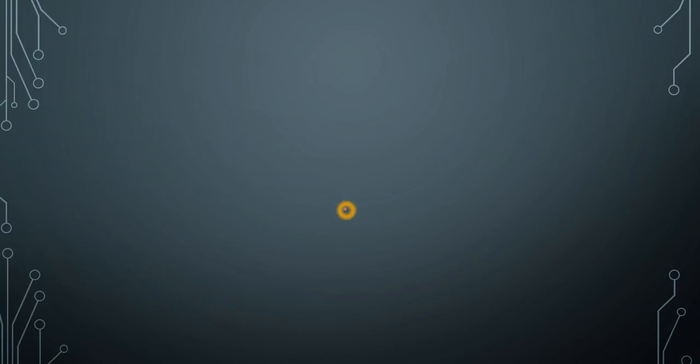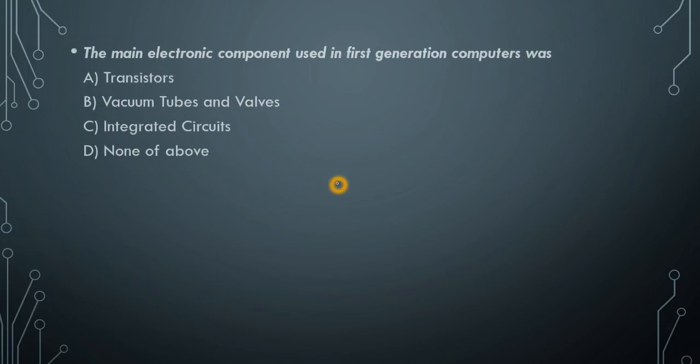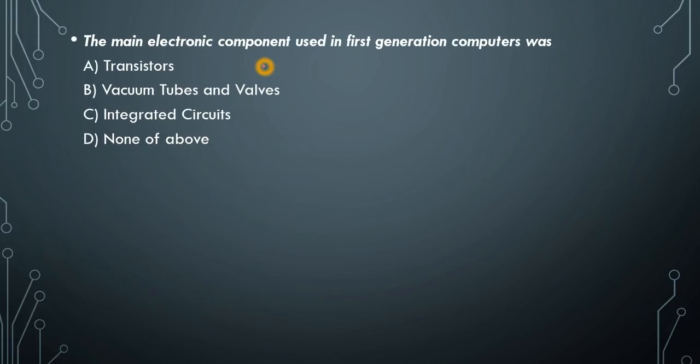Versatility. So now, the main electronic component used in the first generation computer. So this was repeated. You can give the answer right now.